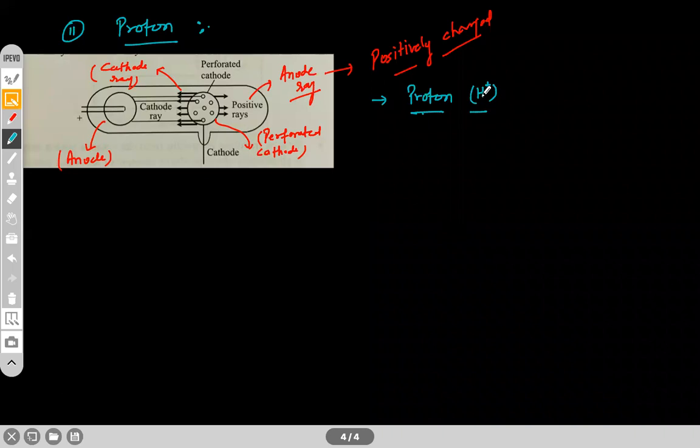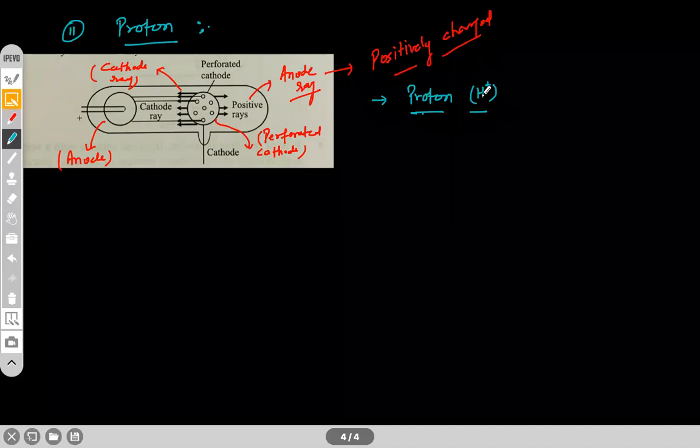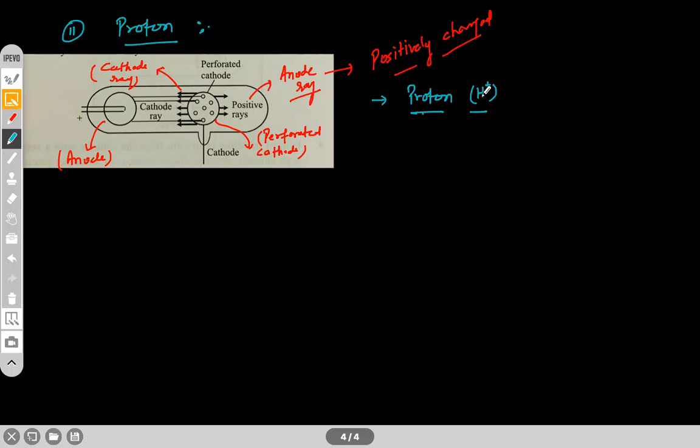Okay, next one. Like cathode ray, it is also deflected by electric and magnetic field. Any charged particle, if it is present in any wave or any ray, will always be deflected by electric and magnetic fields, because electric and magnetic fields produce attractive or repulsive force on any charged particle, depending upon the charge present on it. Okay. So like this, we came to know that within an atom we have electrons and protons present.